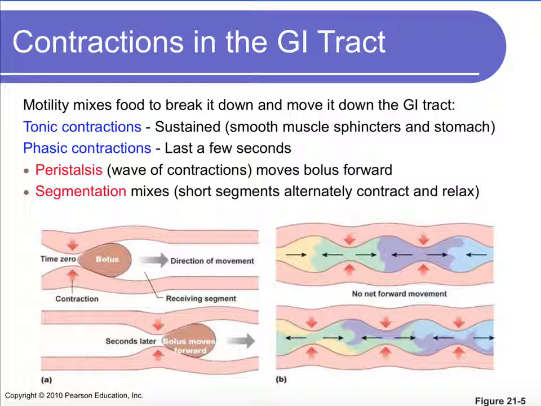Phasic contractions would be the opposite. So they are mostly relaxed and then they will contract in phases. So these contractions last a few seconds at a time. And there are two major types of phasic contractions. We have peristalsis and segmentation.